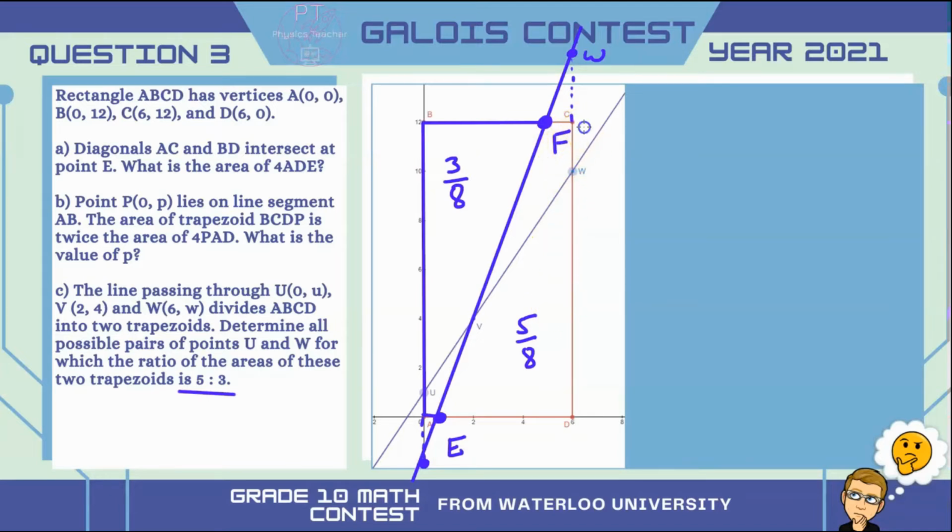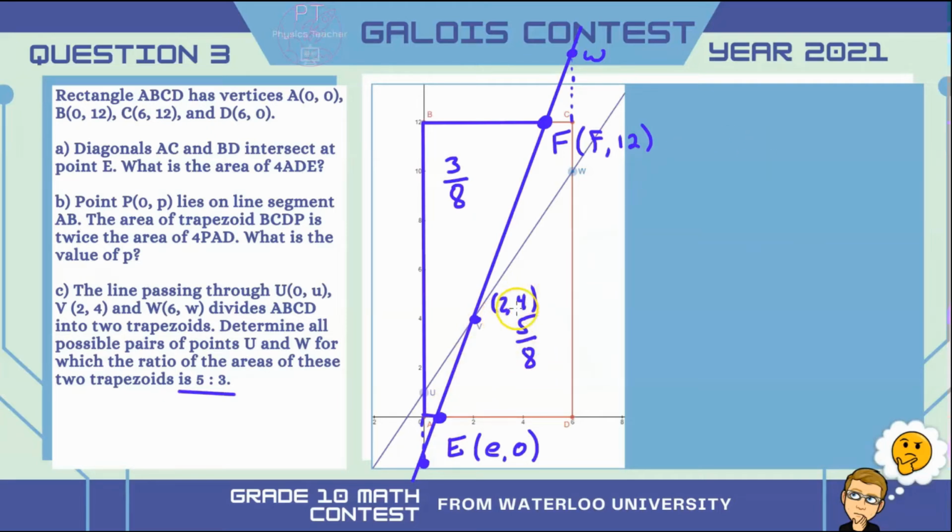And F will have the coordinates (F, 12), and E will have the coordinates (E, 0). So now we're going to do what we did before. We're going to find the slope of this line using our coordinates for V, which is (2, 4), and E and F. So let's start with the slope using E and V.